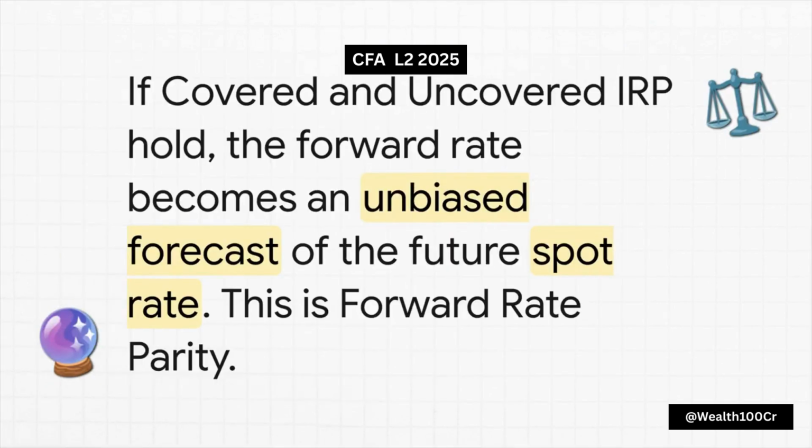So let's connect some dots here. We know covered IRP has to hold. It's a law of finance, basically. Now, if you also believe that uncovered IRP holds, then you're led to a really powerful conclusion. It's called forward rate parity. And all it says is that the forward rate that you can see quoted in the market right now is the best possible unbiased forecast of where the spot rate is going to be in the future. The billion-dollar question, of course, is, does uncovered IRP actually hold up in the real world?